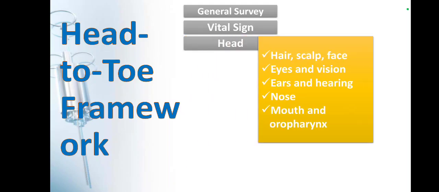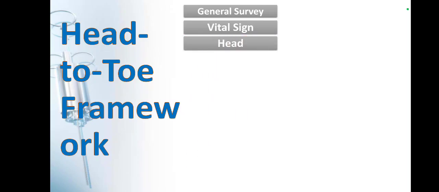Now, let's talk about the head-to-toe framework. The physical examination follows a systematic head-to-toe approach. This begins with the general survey and then vital signs taking. This includes the blood pressure, the heart rate or pulse rate, the respiratory rate, the pain of the patient, the body temperature, and also the oxygen saturation of the patient if it is needed. Then you proceed to assessing the head.